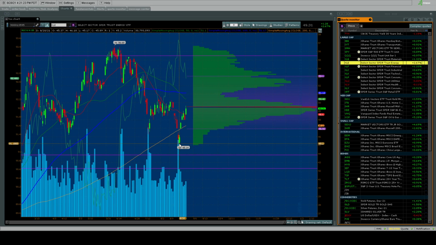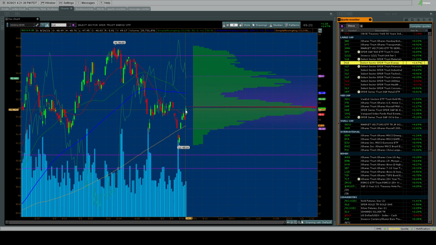Now let's take a look at the energy sector. XLE shot straight into this volume profile and tagged there. So again, this is the highest number of shares in the last 6 months, right there at 49.53. And what is that telling you?